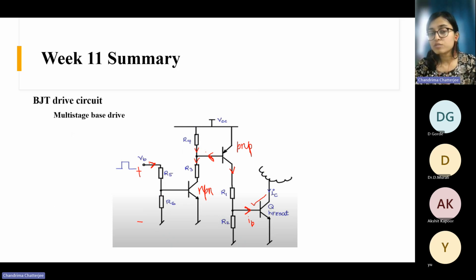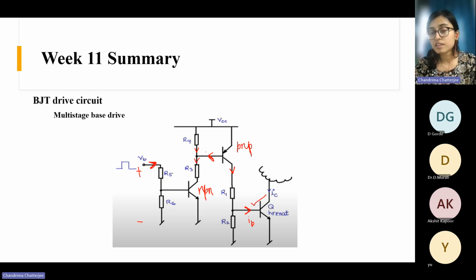So if you can use a source whose current rating is less and power rating is less, and you can still serve your purpose, then why not? Why use a voltage source with a high current rating? Oh, okay, understood.